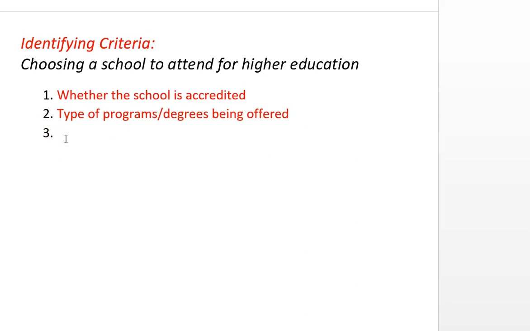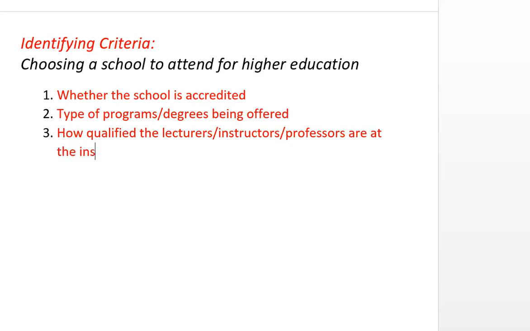Let's take another one. Some people will determine, I'll leave some obvious ones to you, but you need to come up with 3. Let's say some people may want to determine how qualified the lecturers or instructors or professors, or I'll use it generally. I'll put it here: how qualified the lecturers, instructors, or professors are at the institution. Okay, I will put 1 more, and you have to come up with 3 more. 3 things people can consider.